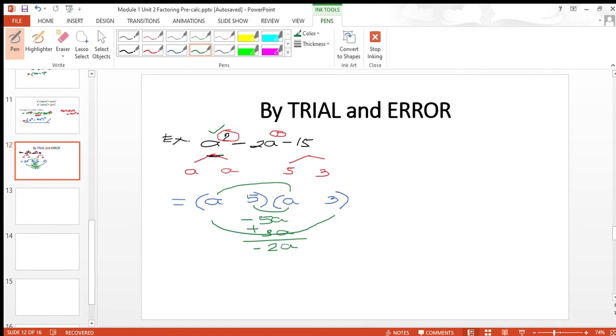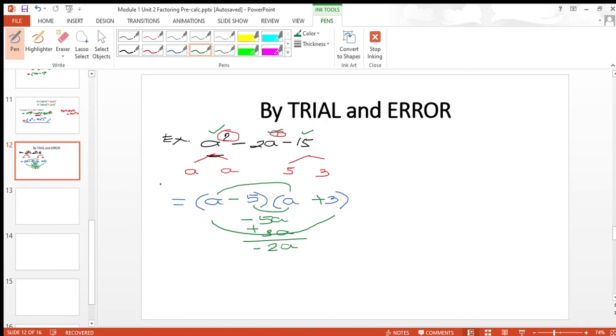If this is now negative 5a, then since 5a comes from the product of 5 and a, one of these must be negative. We place the negative here because we have already seen that a times a is already a squared. So minus 5 times a is minus 5a. And this must be positive 3, so that minus 5a plus 3a is negative 2a. Finally, we also check minus 5 times positive 3, which is minus 15, wherein we have accounted for all the terms.